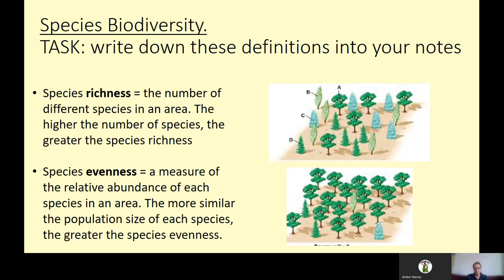In that picture we've got tree A, and we have lots and lots of it. The other species, there's only a couple of examples. So it has quite low species evenness. Hopefully those are clear. I'll just leave them up for a minute for you to carry on writing them down.